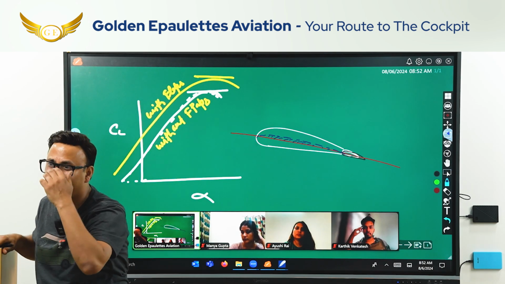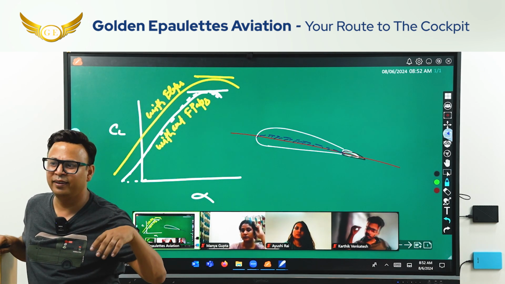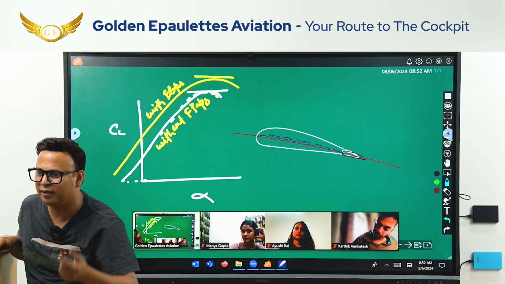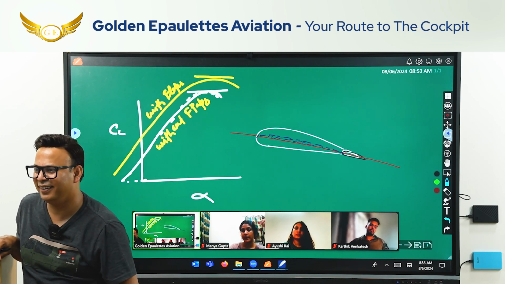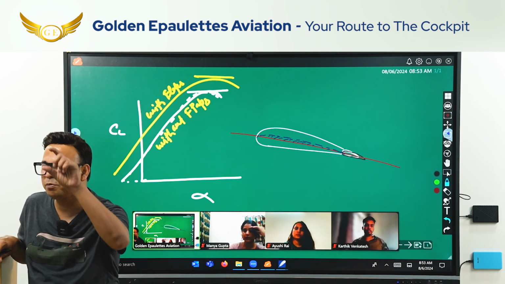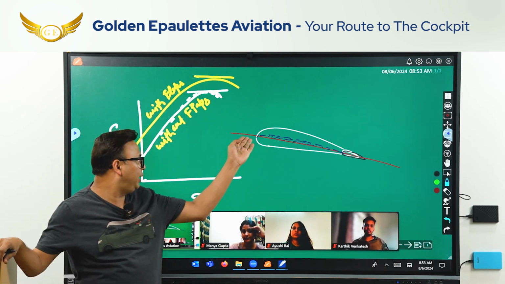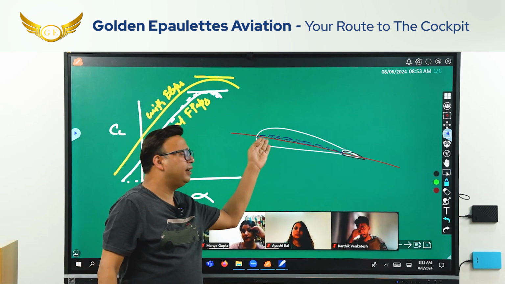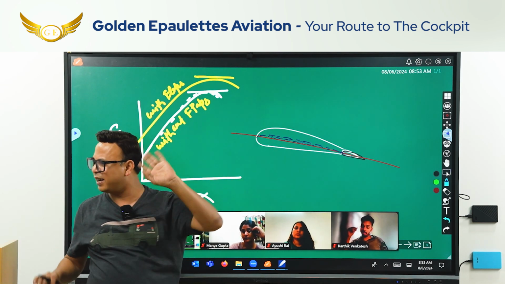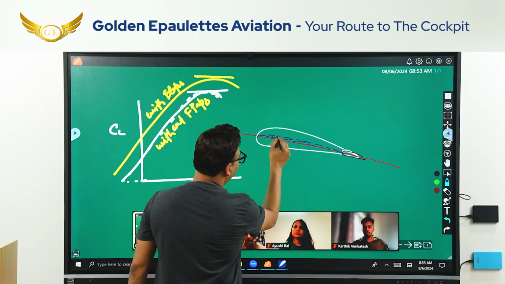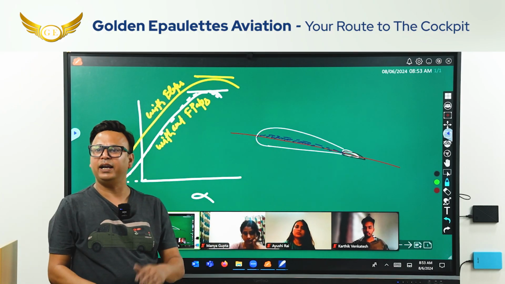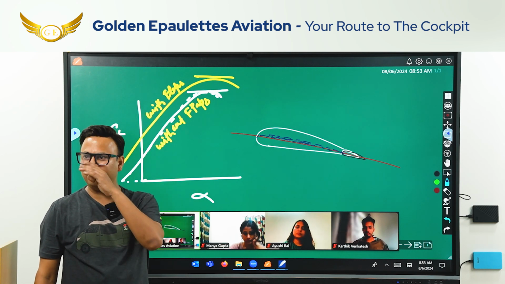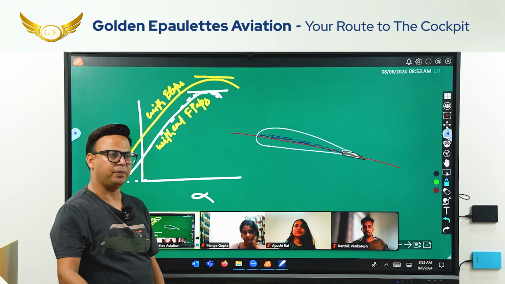Camber is what? Camber is a displacement between mean camber line and the chord line. So that is camber. Anyways, this is your camber. Now let's try deploying flap. Let's see what happens when we deploy a trailing edge flap.